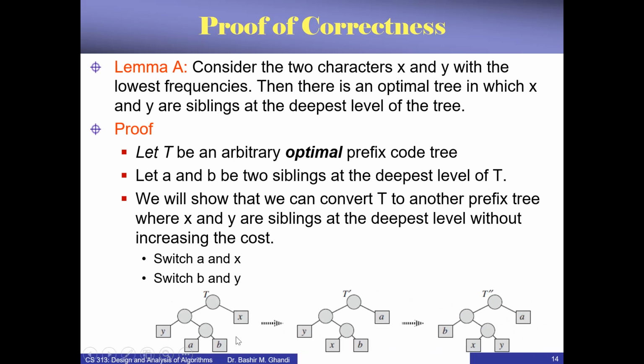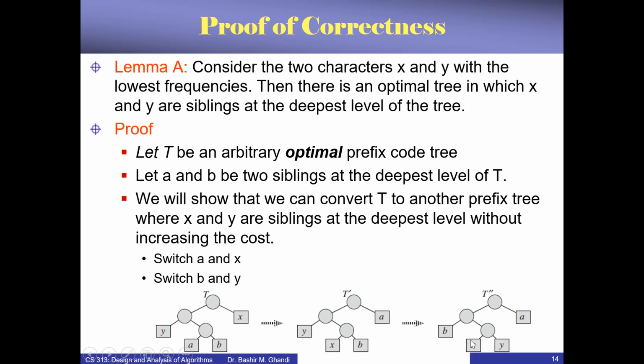So suppose this is our optimal tree T, where as you can see A and B are at the deepest level, and Y and X are somewhere in the top. So we're going to try and switch first A by X. So instead of A here, we will have X, and instead of X here, we will have A. This is step number one. And then in the second step, we will switch the Y and B. So instead of Y here, we will have a B, and instead of B here, we will have Y.